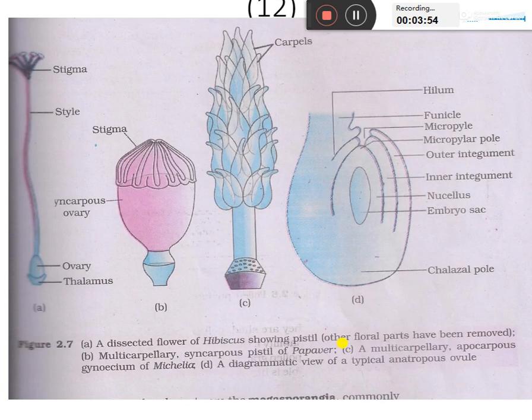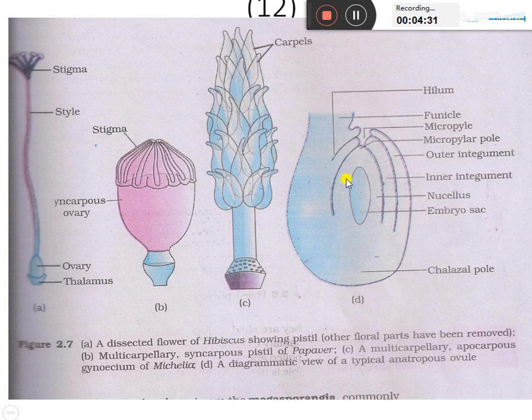Let's discuss the structure of the pistil or the carpel. The carpel has three parts: stigma, style, and ovary. It is attached to the thalamus. This is the structure of the syncarpous ovary, where the various carpels are fused, so there are stigmas of the different carpels. And this is the apocarpous condition, where each carpel is different. Each carpel has its own stigma.